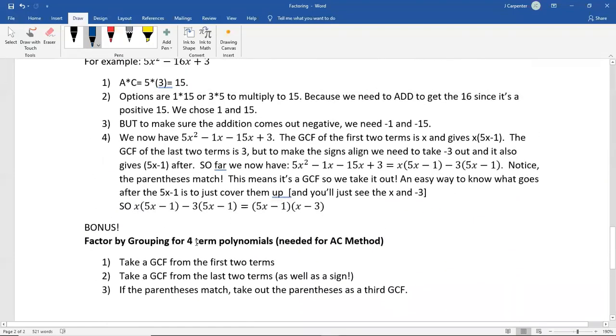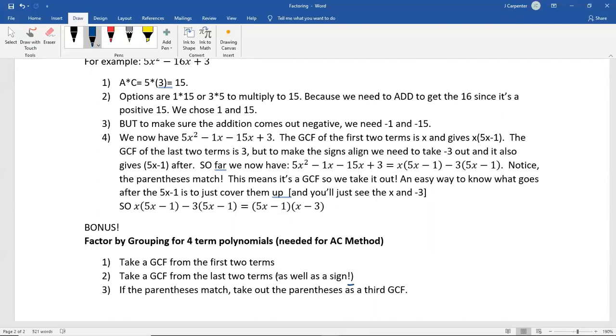So factor by grouping is for once you have your 4 terms, which again is needed for the AC method. So this is part of the AC method, but it can also be its own problem. I can give you a 4-term polynomial, and the only way you'll know how to factor at this level is by grouping. So you take the GCF from the first 2 terms, you take the GCF from the last 2 terms, greatest common factor. So we're mentally going to split these things in half. First 2 terms, take out a GCF. Last 2 terms, take out a GCF.